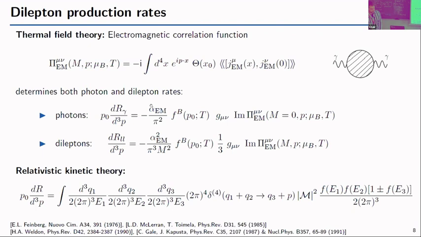Another possibility to compute thermal dilepton rates is using relativistic kinetic theory. And here you see the master formula down here, which is based on these matrix elements. So this is a microscopic approach, which is, for example, very well suited for computations at higher energies. So for example, perturbation theory, while the thermal field theory framework is the method of choice for medium effects at the moderate temperatures.